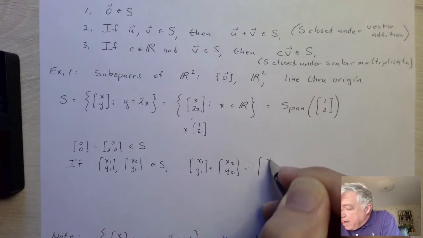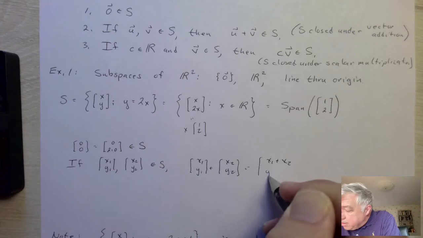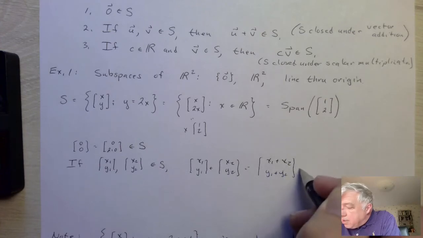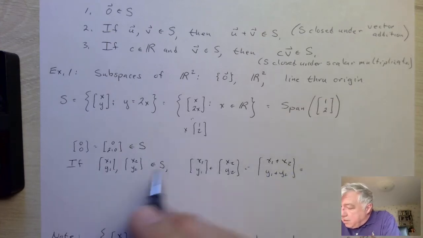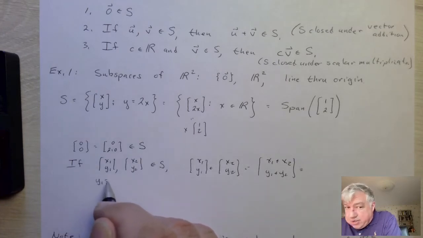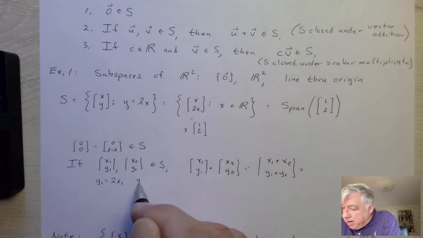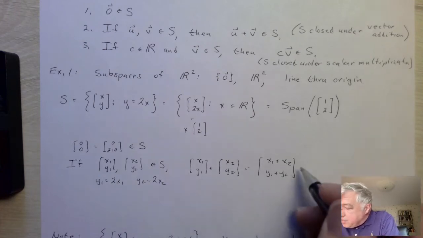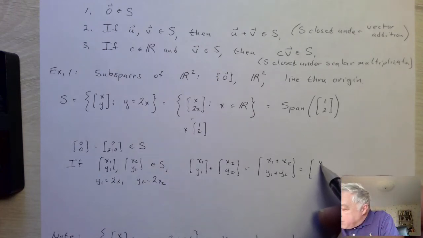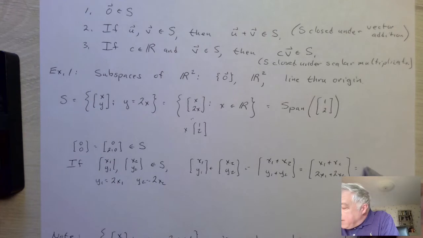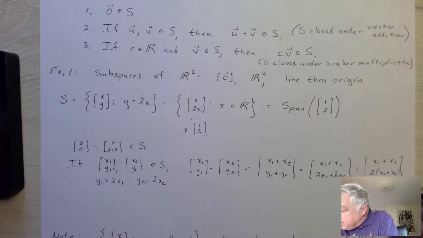And in fact, it will be, because from here, this means that y1 is equal to 2x1 and y2 is equal to 2x2. So this is going to be (x1 plus x2, 2x1 plus 2x2), and then we can write this as (x1 plus x2, 2 times (x1 plus x2)). So this is in S.